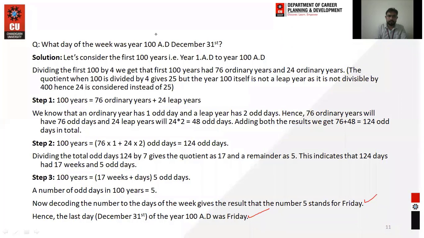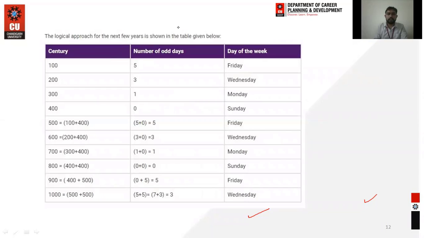Let's move to the next question. See, as we have seen in this approach, whenever we are having 100 years, we will be having 5 odd days, and it will be Friday. But if there are 200 years, there will be 3 odd days. See, in 200 years, there will be 5 plus 5, 10 odd days. Dividing 10 by 7, I will obtain 3 as a remainder. So the number of odd days becomes 3.